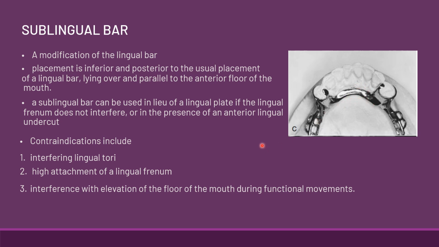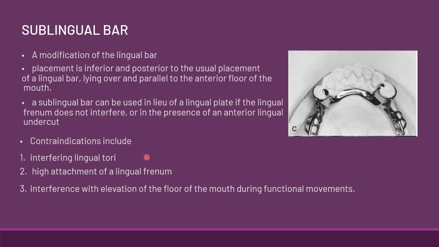A sublingual bar can be used in lieu of a lingual plate if the lingual frenum does not interfere, or in the presence of an anterior lingual undercut. A contraindication of the sublingual bar is that it interferes with lingual tori. If a patient has lingual tori, a mass in the floor of the mouth present lingually, you cannot give the sublingual bar. If you have a high frenal attachment, you cannot give it either.